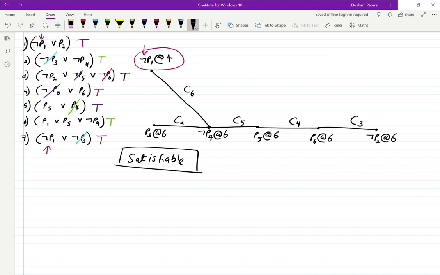In the second implication graph, we did not make any conflicts. After making the change to decision level 4, we did not meet any conflicts. We got a satisfiable model where P1 is false, P3 is true, P4 is false, P5 true, P6 true, P2 false. So this is a satisfiable model.